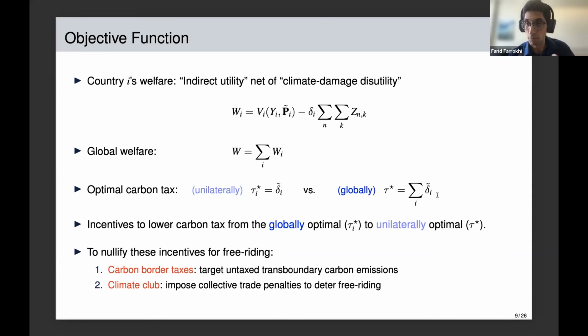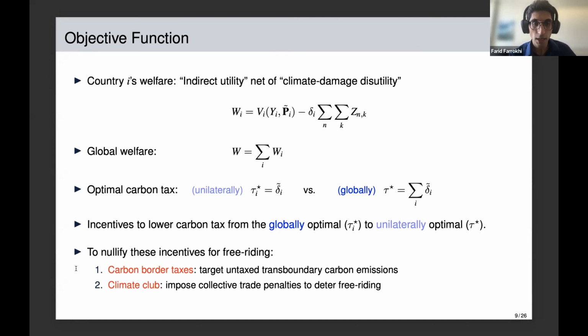And for some countries, there are many reasons for the difference to be really large. What this means is that it creates incentives for governments to lower carbon taxes from the globally optimal tau star without I to the unilaterally optimal tau star with I. And this is sort of a race to the bottom, or there are free riding incentives. And so the two policy proposals I was mentioning in the beginning, carbon border taxes and climate club, are meant to nullify these free riding incentives.